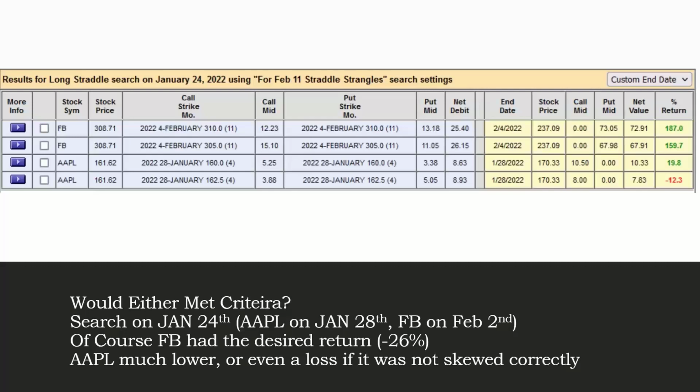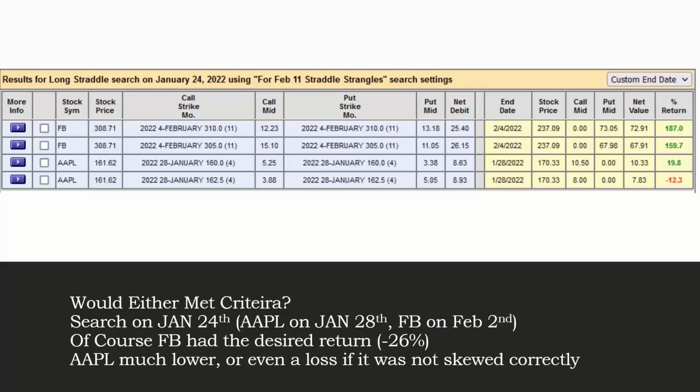Now, would either have met our criteria? Let's go back to January 24th at a basic search on Power Options, looking just against Facebook and Apple. In this case, we are looking at straddle positions, the at the money long straddle, for the expirations. Remember, Apple was on January 28th, Facebook was on February 2nd. I think I said that wrong on the previous slide, and I apologize.